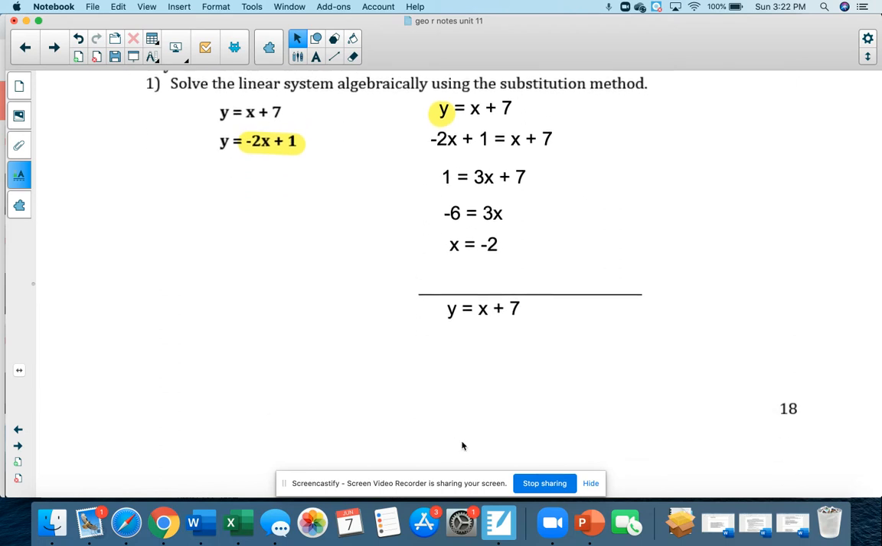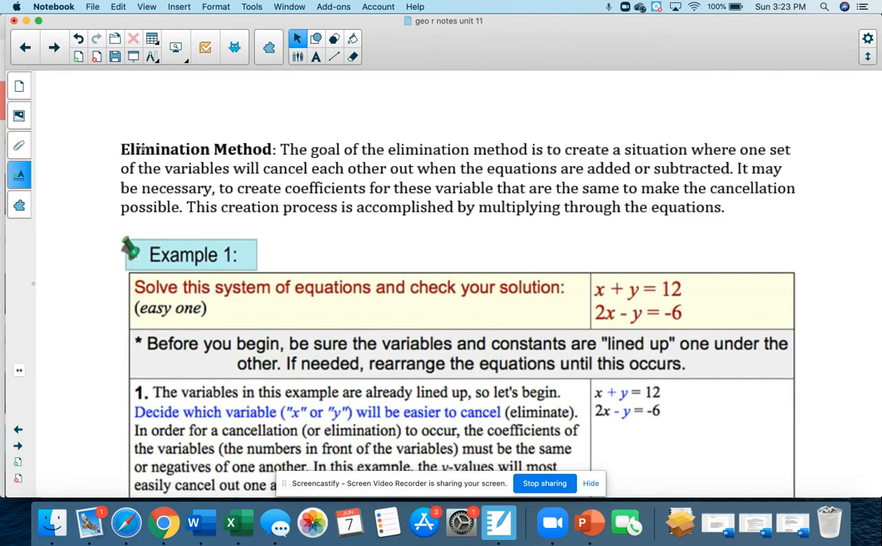So I'm going to take y equals x plus 7, and now that I know that x equals -2, I'm just substituting in -2 for x. So y equals -2 plus 7, and -2 plus 7 is 5. Okay? Next page, let's just review with you the elimination method.